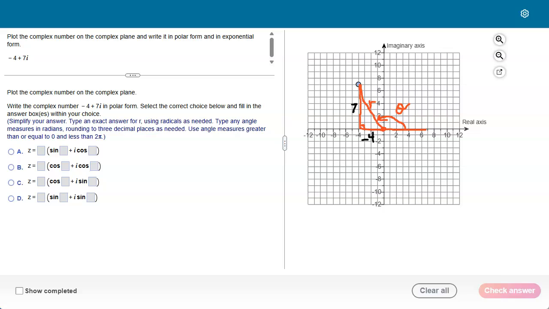Now there are also formulas within that same section that give you those specific pieces, but if we draw it like this, we can really relate it to things we already know, like the Pythagorean theorem. This is a right triangle. I know both of the leg lengths, so I can use the Pythagorean theorem to find this hypotenuse to be the square root of 65.